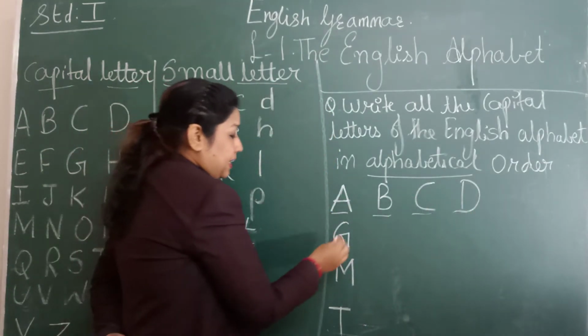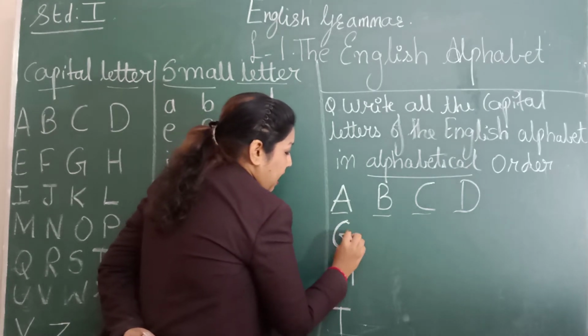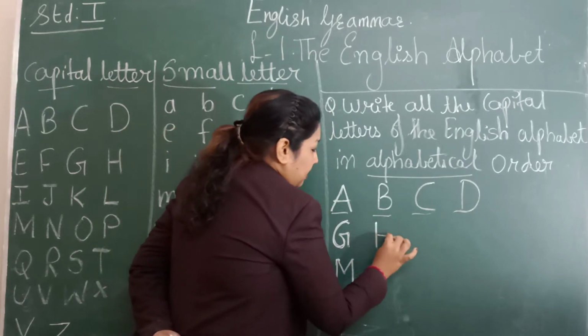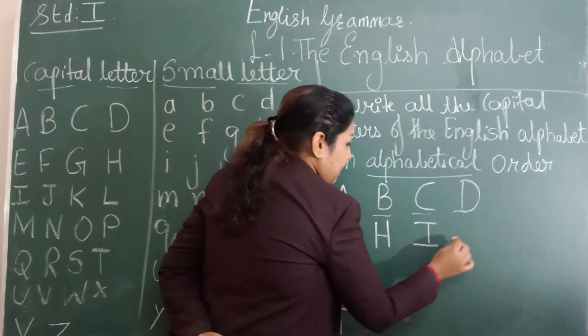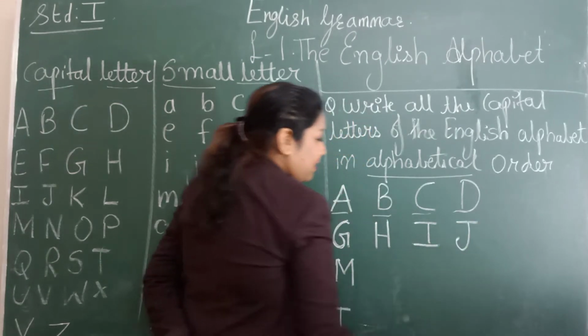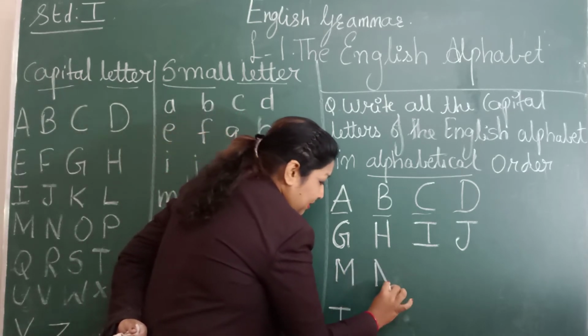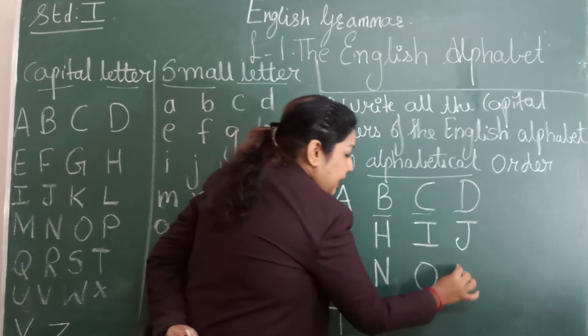Got it? Now, we will see G. How we will put G in alphabetical order? G, H, I, J. Okay. Now M, capital M, capital O and capital P.